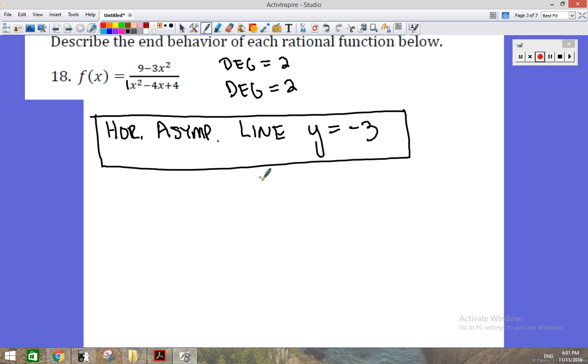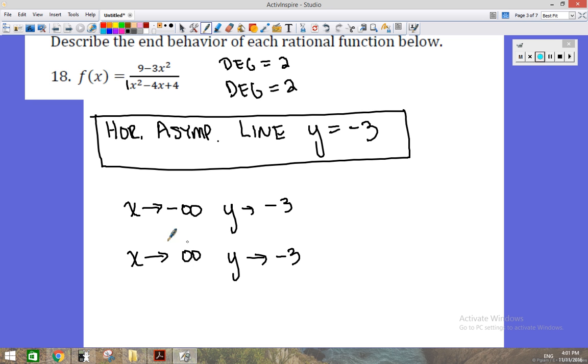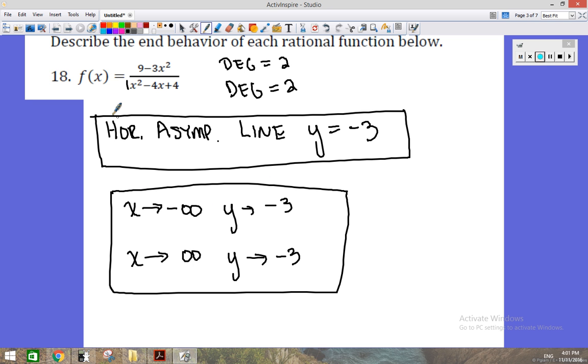Now, some students have indicated that they prefer to write, well, as x is approaching negative infinity, these y values are getting closer and closer but never touching negative 3. As x is going to positive infinity, these y values are getting closer and closer to negative 3 but never touching them. So either one of these is acceptable as the end behavior for this rational function. Let's take a look at the next problem.